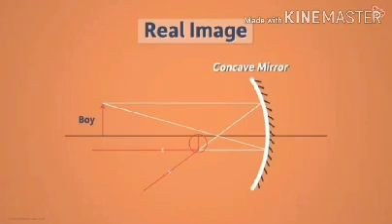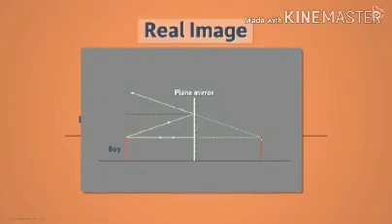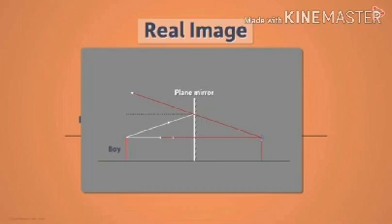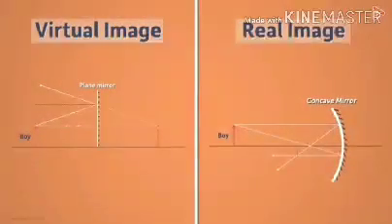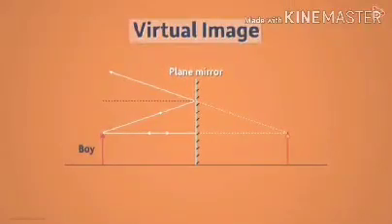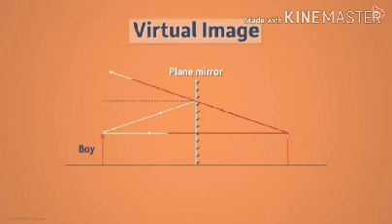When we look at the real image formed by a concave mirror, it also seems to us that light rays are diverging. But here the rays actually are diverging from a point in front of the mirror. Whereas in the case of a plane mirror, it appears to us that the light rays were diverging from a point behind the mirror. So did you understand the difference between a virtual image and a real image?